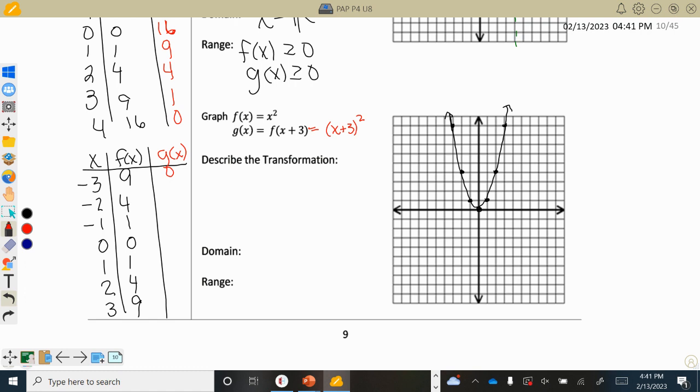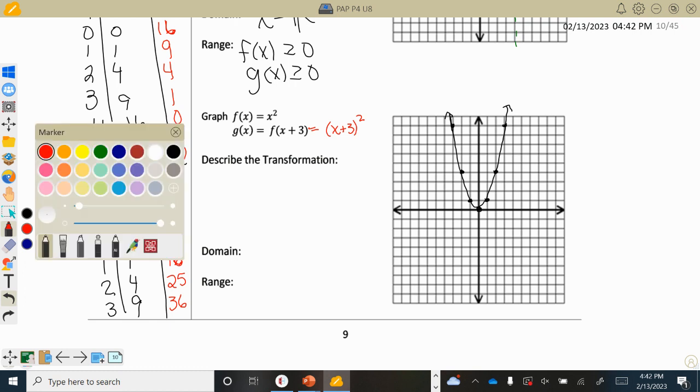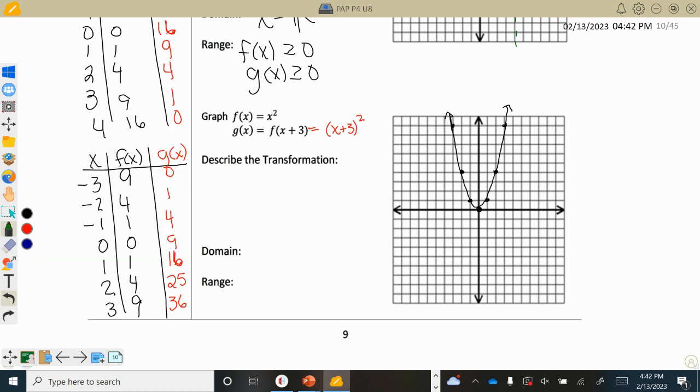If I take -2 plus 3, I get 1. And when I square 1, I get 1. Negative 1 plus 3, I get 2, and squared is 4. 0 plus 3, I get 3, squared is 9. 1 plus 3 is 4, squared is 16. 2 plus 3 is 5, squared is 25. And 3 plus 3 is 6, squared is 36. So this vertex is getting shifted. It's going to go to negative 3, 0.